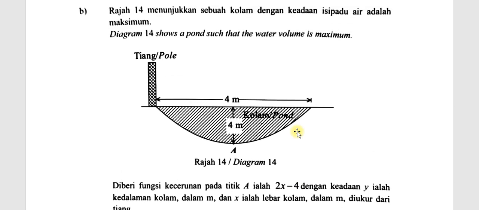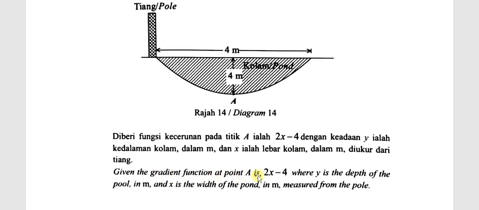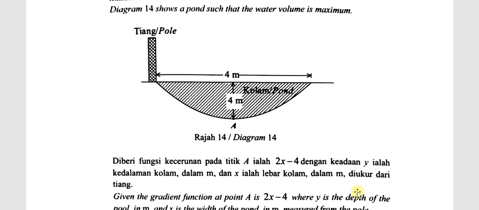Diagram 14 shows a pond such that the water volume is maximum. Okay, water volume is maximum. That means it's fully filled with water. It simply means that. Okay. Given the gradient of the function at point A is 2x minus 4, where y is the depth, x is the width, measured from the pole. Okay. Okay, guys, take a look.